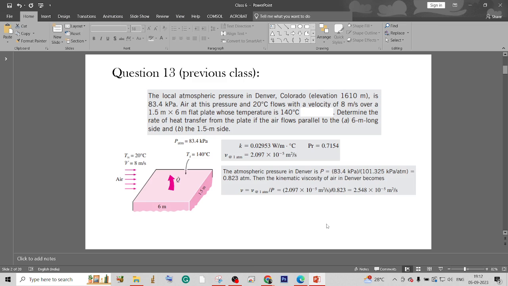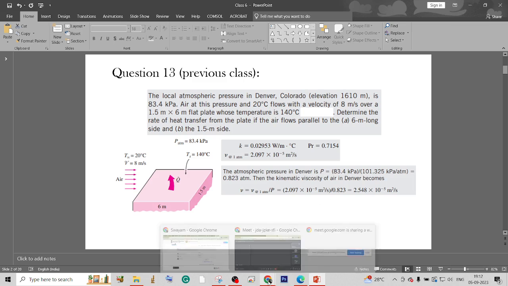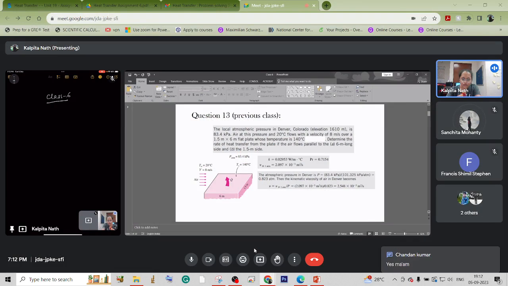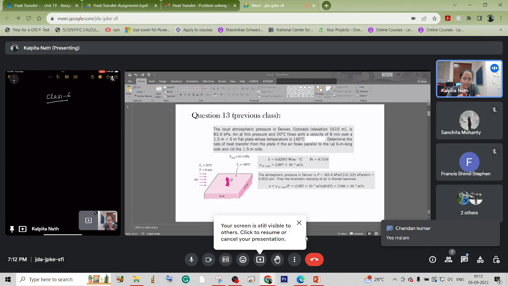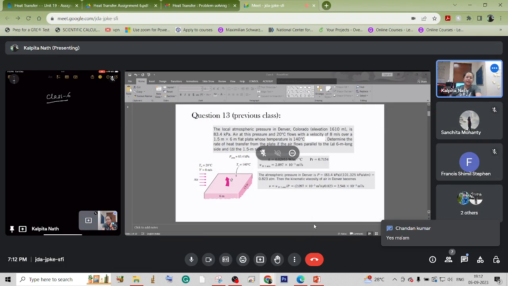First, we will start with the previous day's question. Two were left, right? For question number 13 that was done on the previous day, the second part was left to be done. That is for the 1.5 meter side.